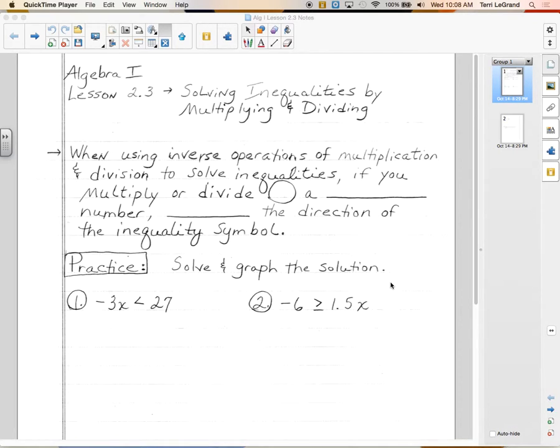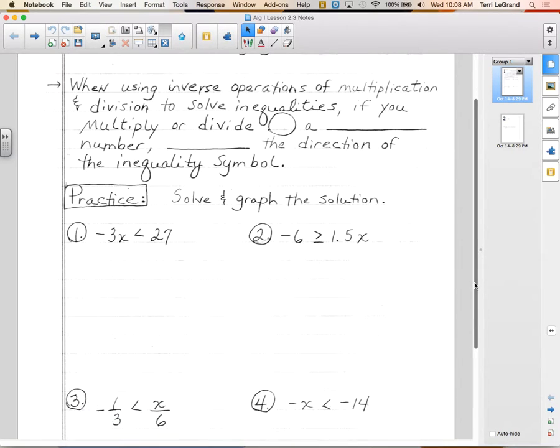So I asked you, since we're now solving inequalities by multiplying and dividing, to read that first big sentence there and fill in the blanks. When using inverse operations of multiplication and division to solve inequalities, if you multiply or divide by a, what kind of a number?